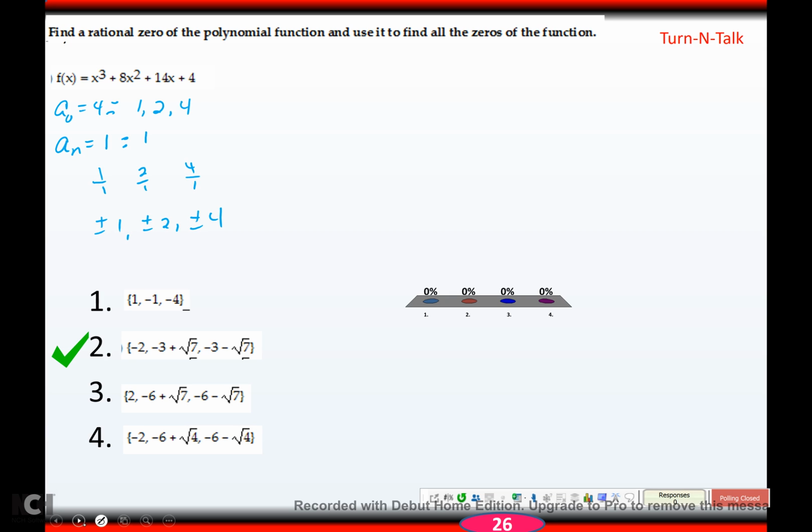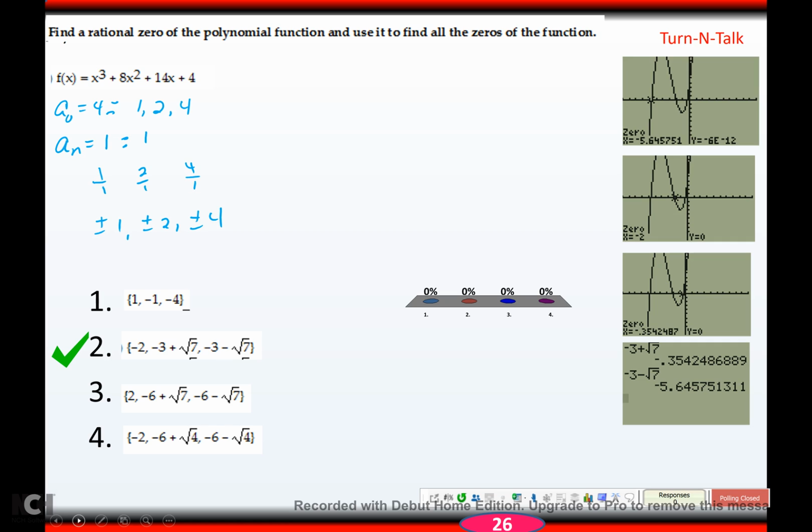Okay, I'm going to cheat and look at the graph. And I've got one at negative 5.64, and so on. I got one at negative 2. These two are not rational. They're real, but they're not rational. But I got one that I can divide by. So I put negative 2 in the hole. So negative 2 is one of my rational zeros. And again, I'm cheating a little bit. I can see if the other two aren't rational.